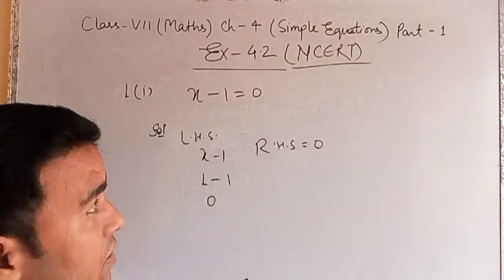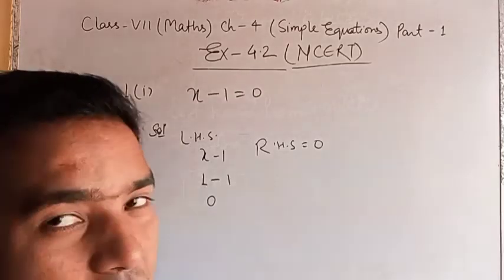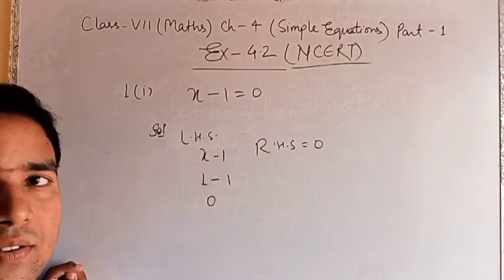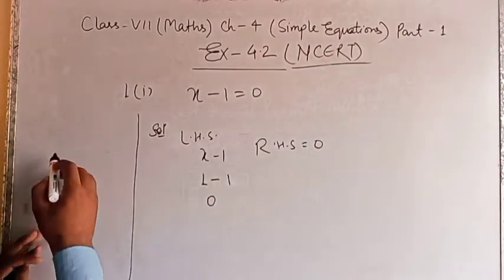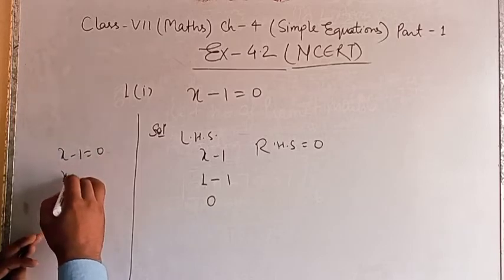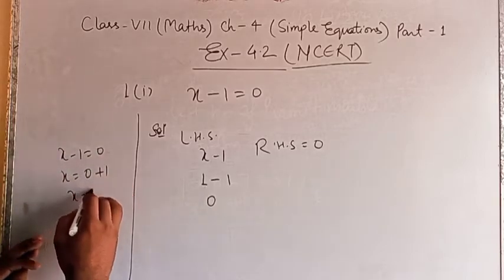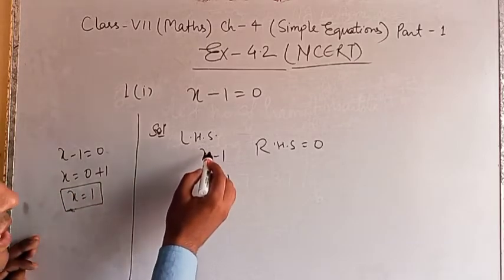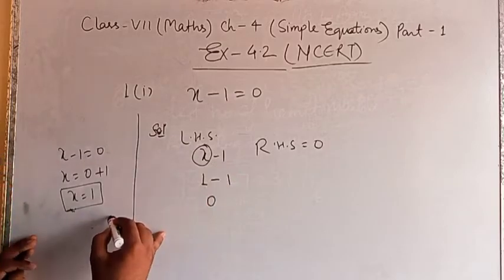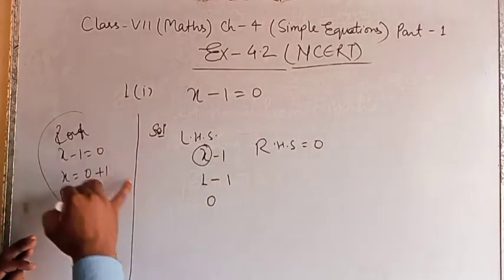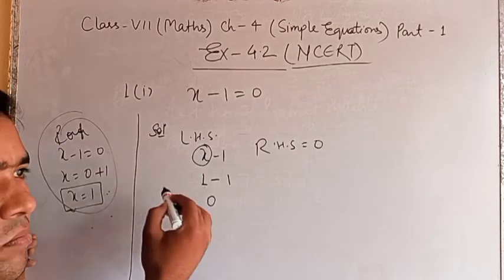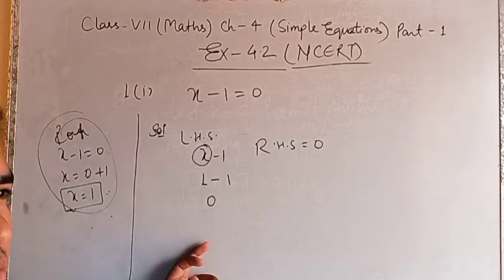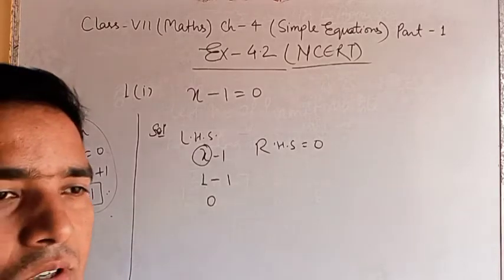Suppose that you do not know which number you will take in x place. You can't guess it. You can solve this equation. You can solve x minus 1 equal to 0, then x equal to 0 plus 1, x equal to 1. Means from here you can know which number you will take in x place. x equal to 1. You can do this as rough work. Clear? For knowing which number you will take in x place: x minus 1 equal to 0, 1 minus 1 equal to 0. Clear? Note down this.